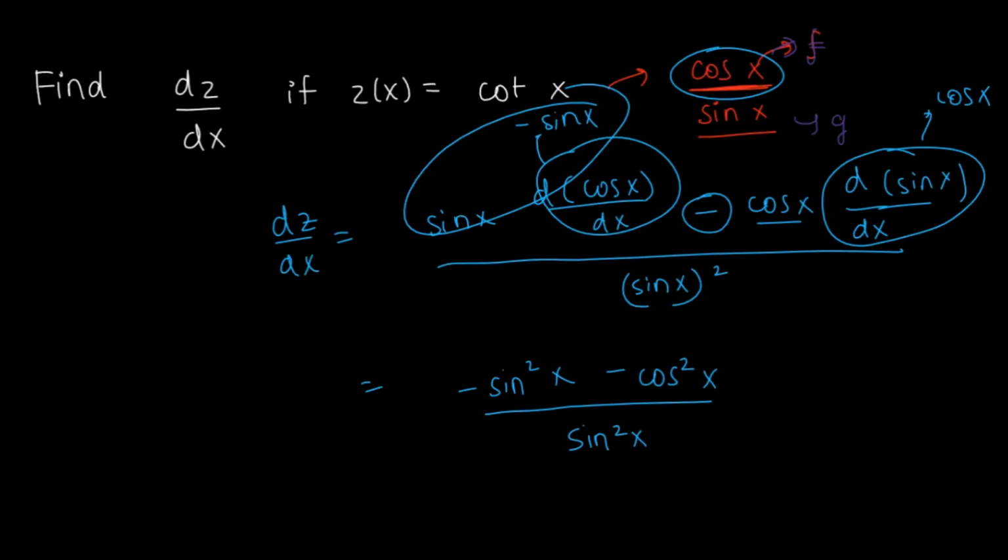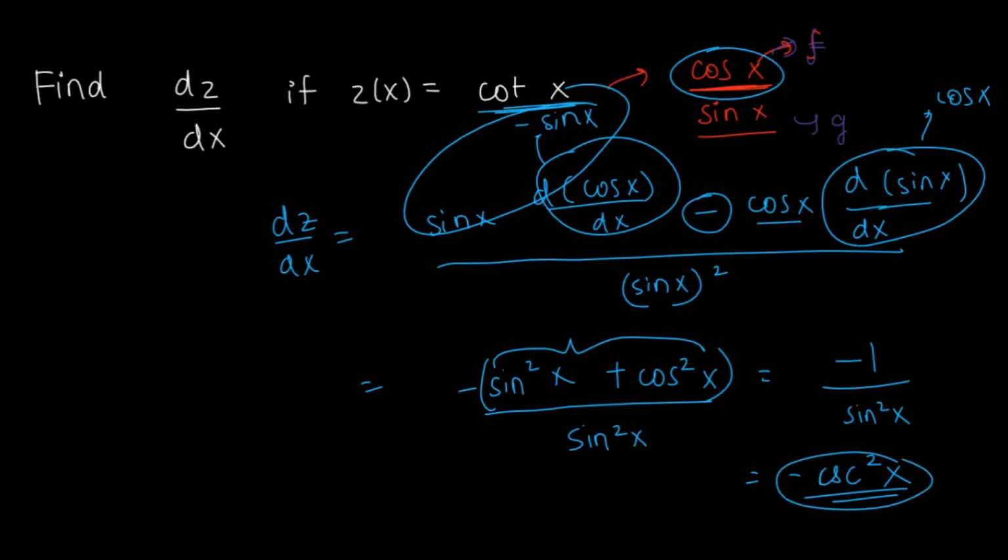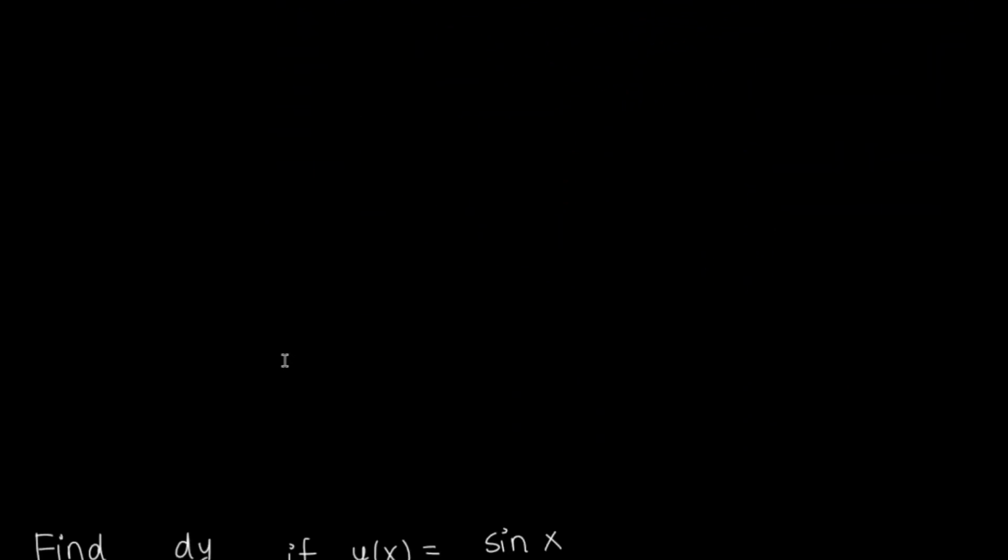If you look a bit more closely, well, you can declare this to be the answer and you would be right. But what you can do is take the negative common, and now this is an identity. We know that for any number, the sum of the sine squared and the cos squared is always going to be equal to 1. So this gives you negative 1 divided by sine squared of x, or negative cosec squared of x. And that is the derivative of cot x. You might know this beforehand, but it's just a nice exercise of the quotient rule. Let's look at one more.